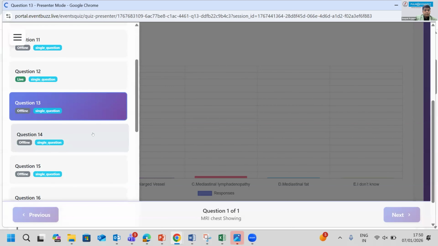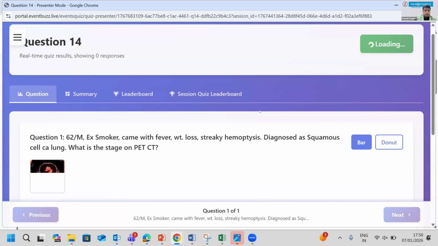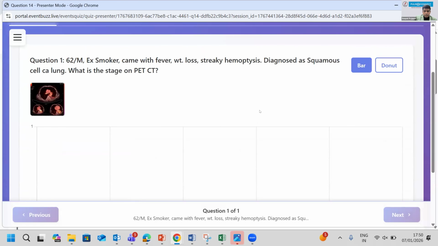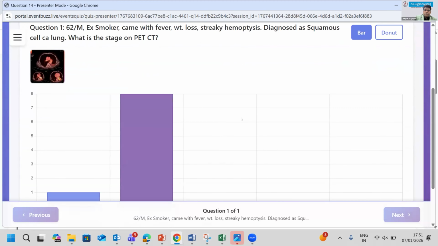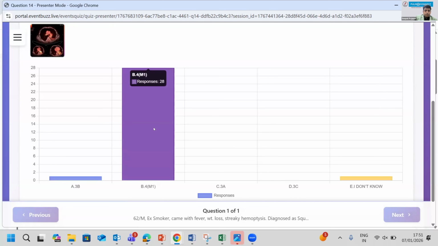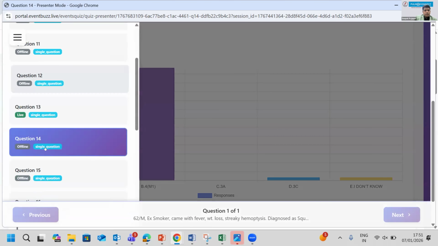So next question. So question number 14 is now live. This is a 62-year male ex-smoker, came with fever, weight loss, streaky hemoptysis, diagnosed as squamous cell carcinoma of lung. So what is the stage on the PET CT? So these are the PET CT images. Option A is stage 3B, option B is stage 4, option C is 3A, option D is 3C, and I don't know.